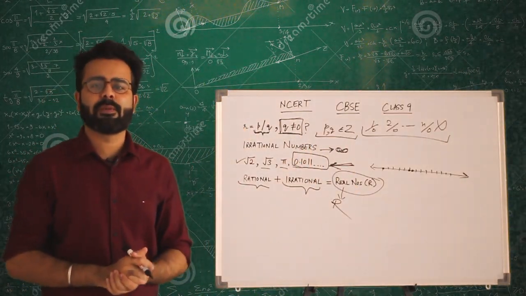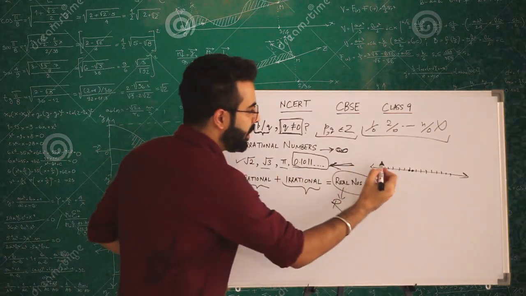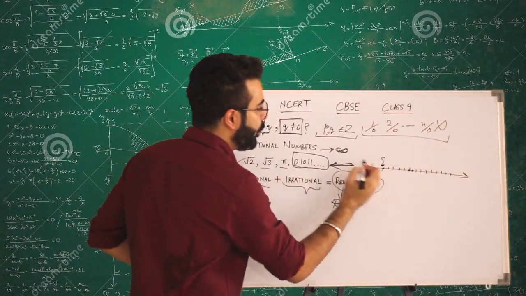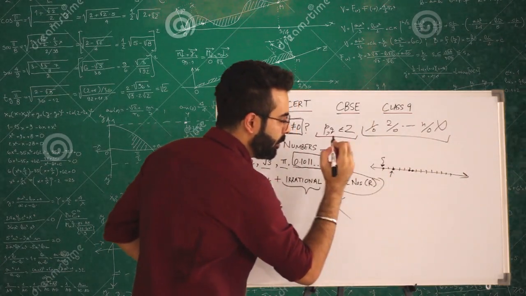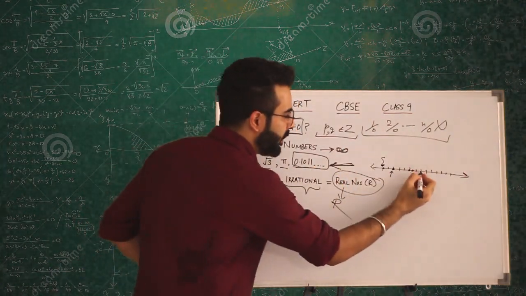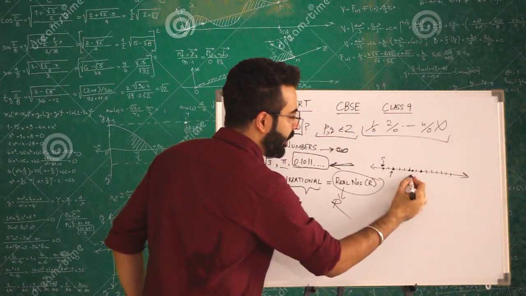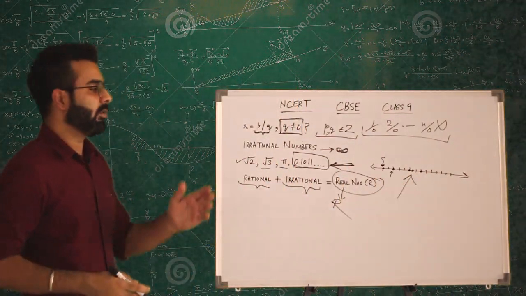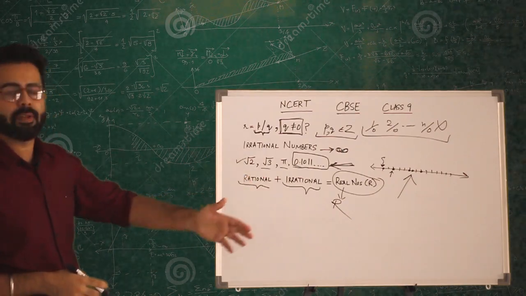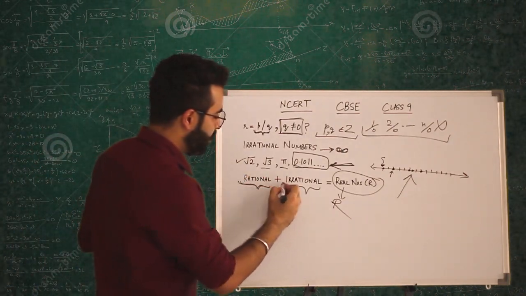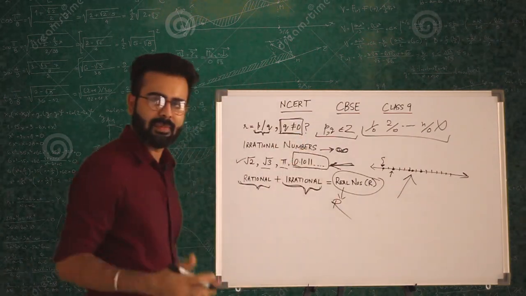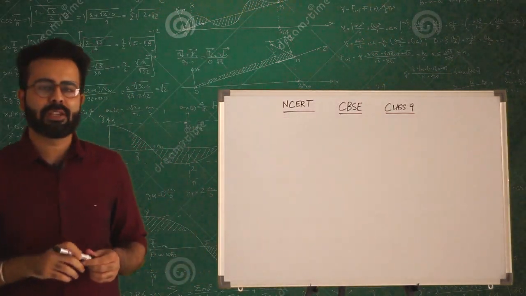Now this statement is very important: every real number is represented by a unique point on the number line, which means every different point is a unique real number, and every unique real number is represented by a different point. That is why our number line is also called the real number line, because every point represents a real number. And what is a real number? It is rational plus irrational. It's that simple.